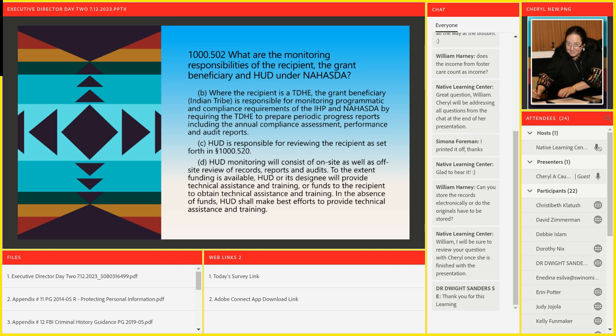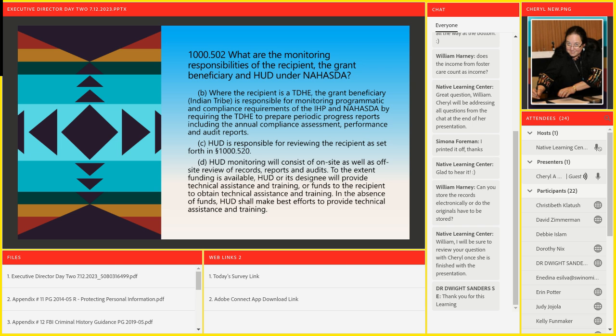Where you are a TDHE, the grant beneficiary tribe is actually responsible for your monitoring and your self-monitoring. HUD is responsible for reviewing the recipient as set forth at 1000.520. HUD monitoring will consist of on-site as well as off-site review of records, reports, and audits to the extent funding is available. They are back on the road and doing monitoring, by the way, guys.